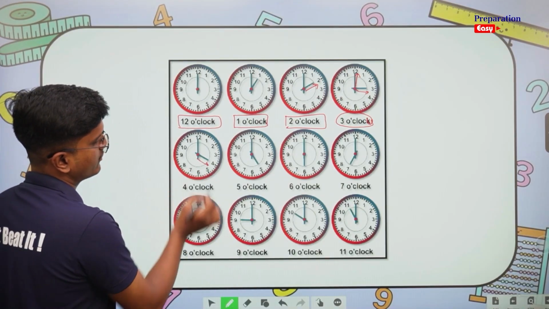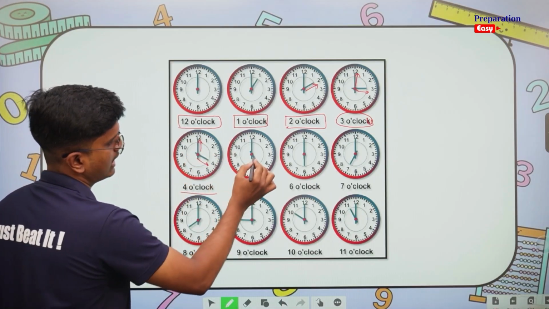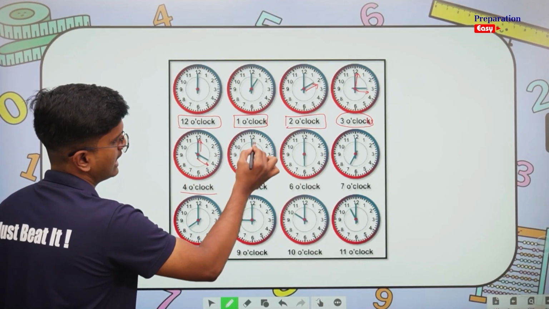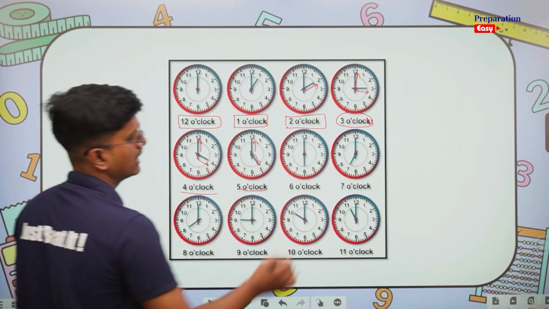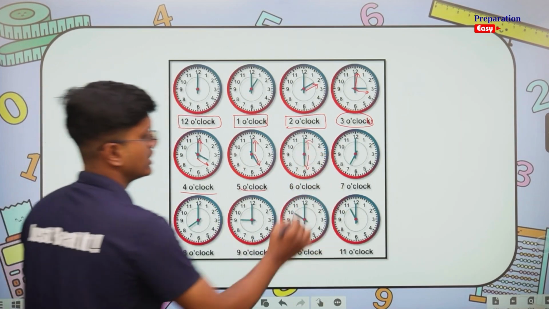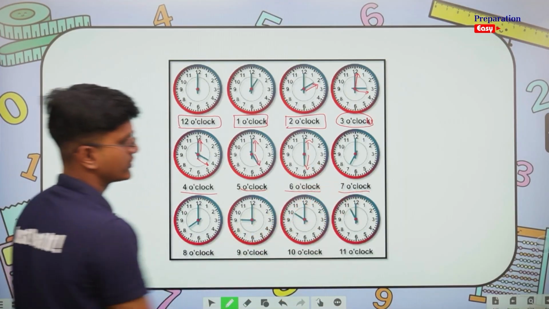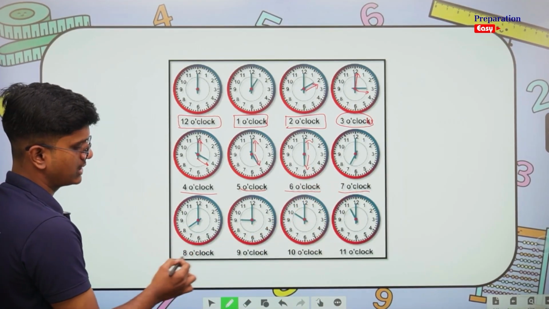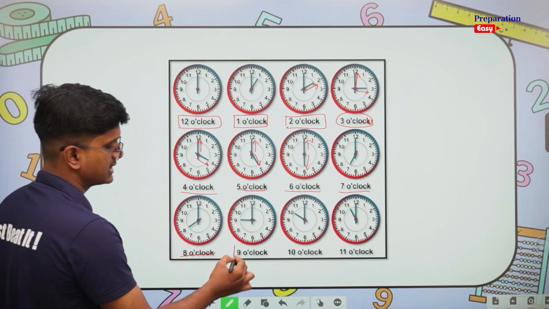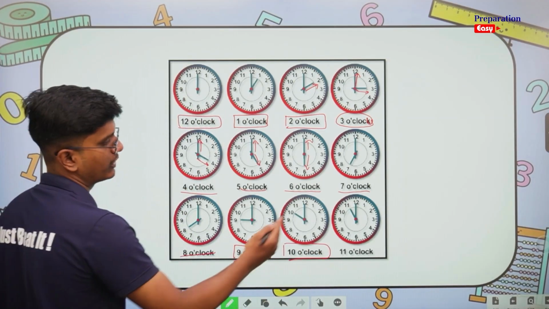Now the hour hand comes on 4, so it's 4 o'clock, right? The minute hand is the same. Now the hour hand comes on 5 and the minute hand is the same, so it's 5 o'clock. Now the hour hand comes on 6 and the minute hand is on 12 itself, so it's 6 o'clock. The hour hand changes to 7, so it will go to 7 o'clock. The hour hand changes to 8, so it will go to 8 o'clock. The hour hand changes to 9, so it will go to 9 o'clock. The hour hand changes to 10, so it will go to 10 o'clock.